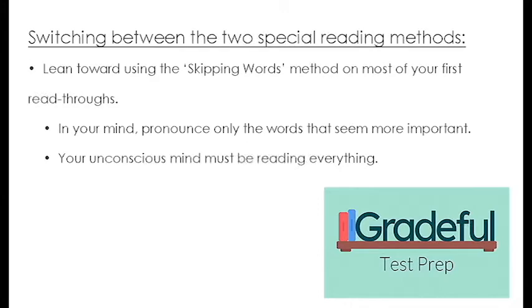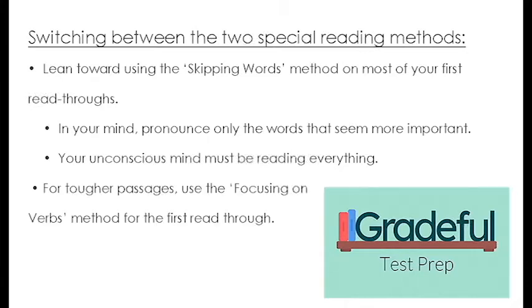On an SAT reading section, there might be a few harder passages in there, and for those, you're going to want to start with the other method. That's the focusing on verbs method. Here, it'll take a little longer because you need to identify every verb you're seeing as you're seeing it. Verbs are really critical because they are like neon signs that point you to the most important things that are being said. So, on the tougher passages, we'll start with that method. On the easier passages, we'll start with the skipping words method.